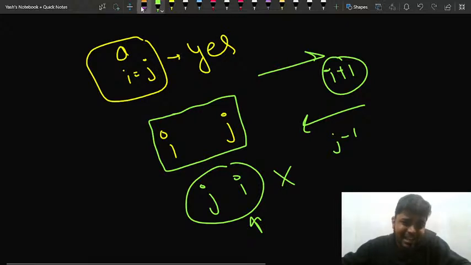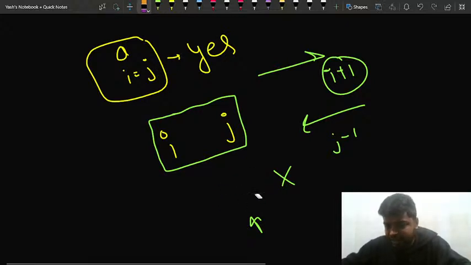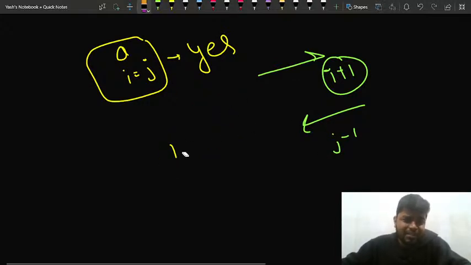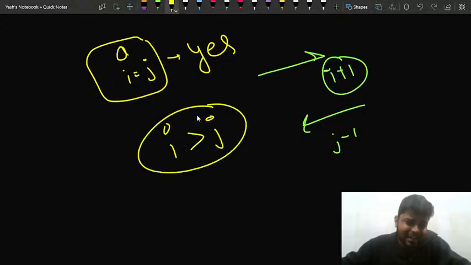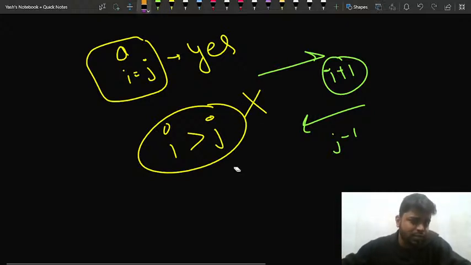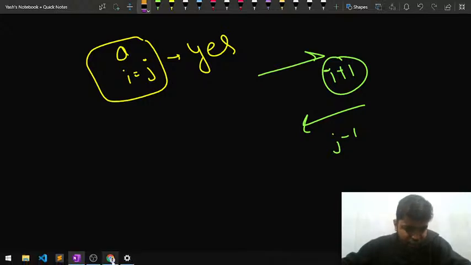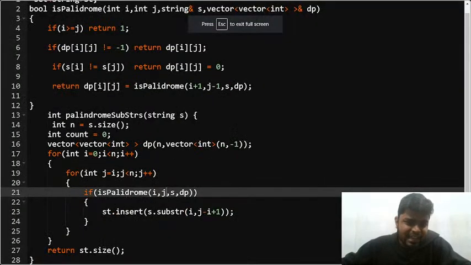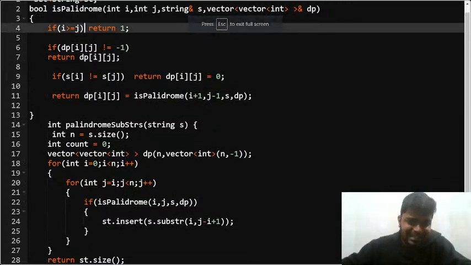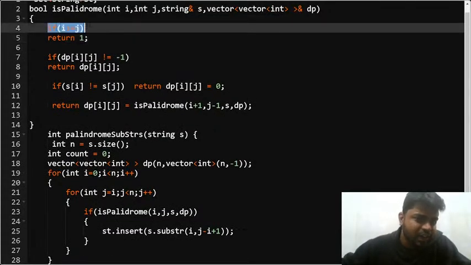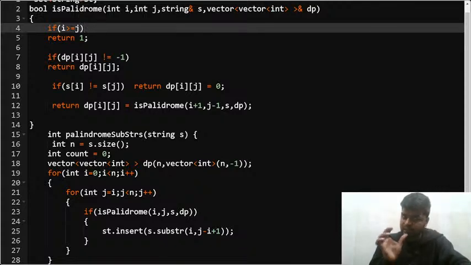So basically, if I and j are equal, then that will be a substring. But if I and j cross each other, if at any point I is greater than j, it will never be a substring, because our substring starts from I and ends at j. If I and j are the same, that means one character, so I'll return true for it. Now let's move back to the code. What I'm saying is that if my I is greater than or equal to j, I am returning 1. Basically, if there is just one character, I'm returning 1.